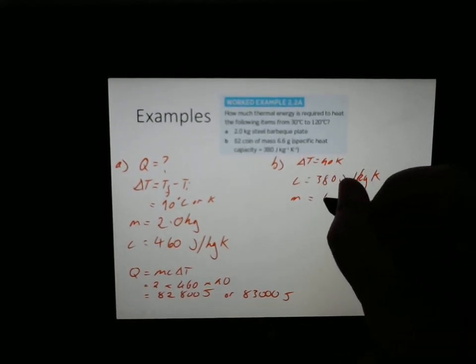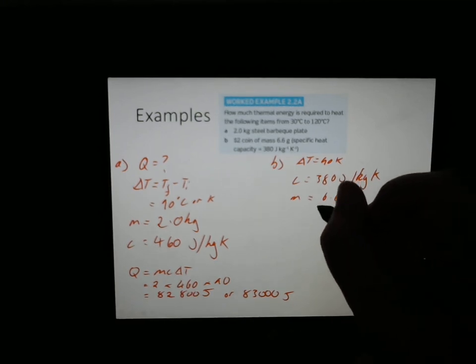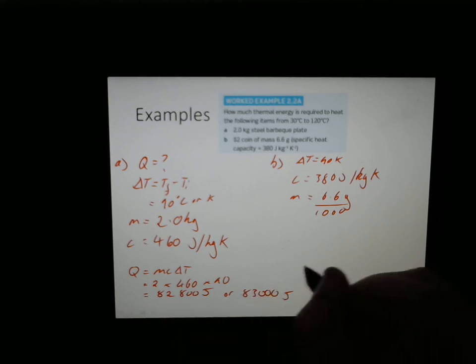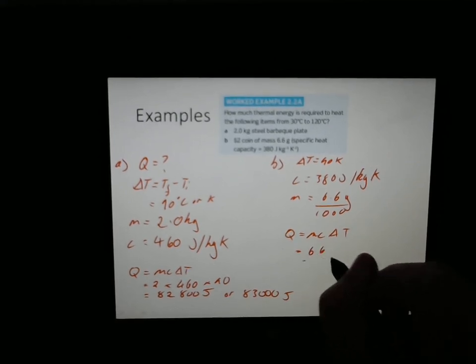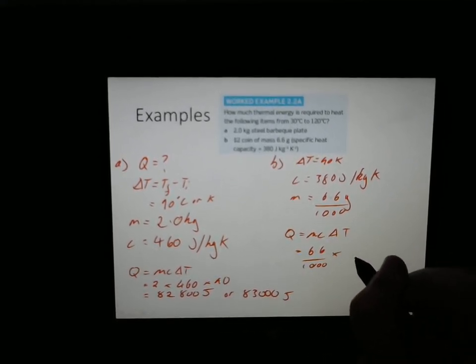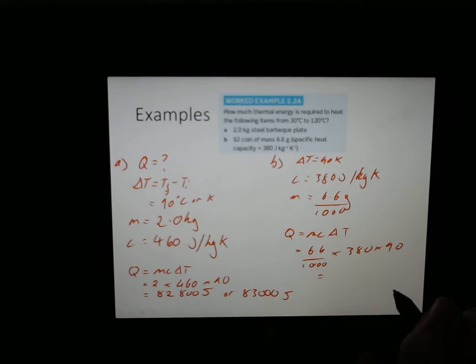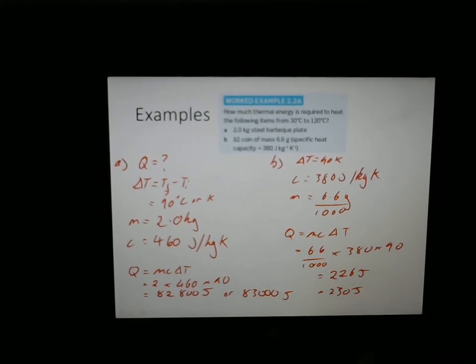Mass, though, equals 6.6 grams. We need to turn that into kilograms. To turn a gram into a kilogram, we need to divide by 1,000. I'm just going to leave it like that for the moment because it's easier than doing the conversion and then writing out a whole bunch of decimal points. I'm going to use the same formula. Q equals mc delta T, 6.6 over 1,000 times 380 times 90 gives us a final answer of 226, or 230 with significant figures. Okay, that easy. We just need to plug the right numbers in and we're good to go. Okay, so look at the next one.